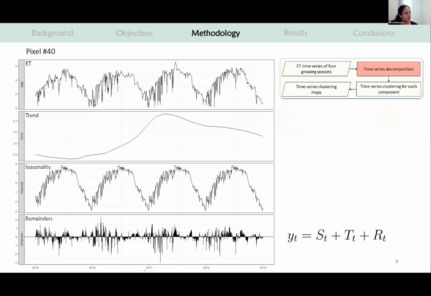So this is how a time series decomposition looks for a specific pixel in the vineyard. So we have this evapotranspiration data for a specific pixel, and then this is kind of a moving average. Essentially, what it gives us is, let's say, this is the 2017 growing season, so we see that on average we have higher ET values than, let's say, in 2015. And the seasonality just provides us a mean seasonal pattern, and the remainder is what happens when we take the ET and subtract the trend, subtract the seasonality, and all we get is the daily variations.